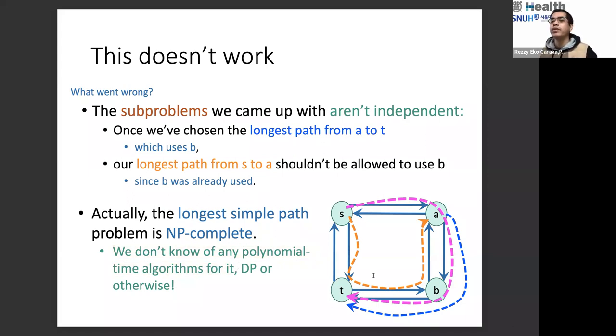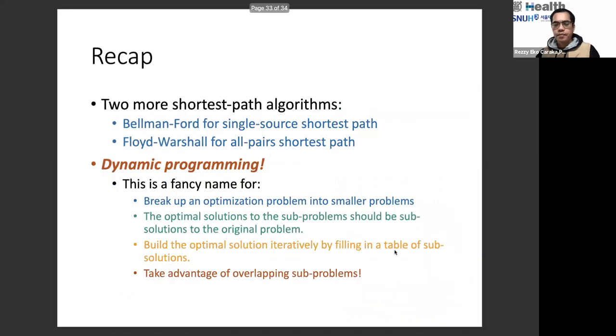Maybe later you can solve this issue using the Markov chain. We can discuss it next week. So this is the recapitulation of our discussion: two more shortest path algorithms. If you want to use this information for your research thesis, it's okay.